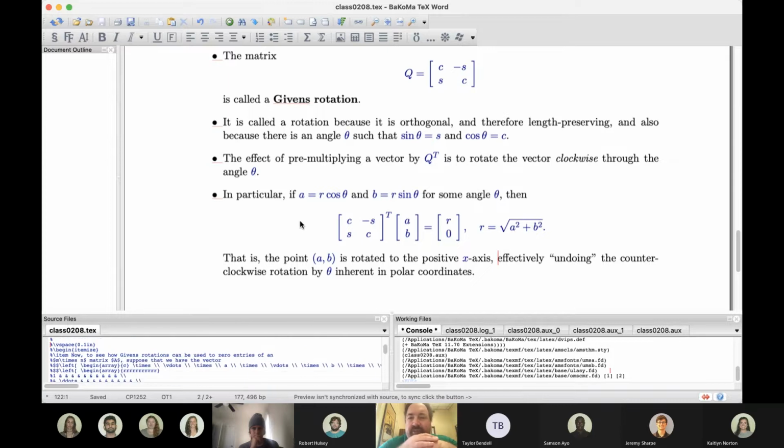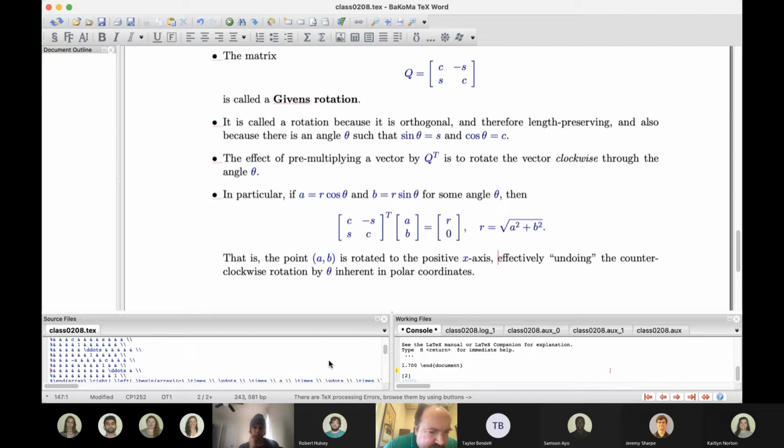All right, so questions about what a Givens rotation is. One Givens rotation like this can be used to zero one entry, the second entry of a two-vector. So we want to use a bunch of these to work on a whole matrix of whatever size and reduce it to upper triangular form. So how do we do that?